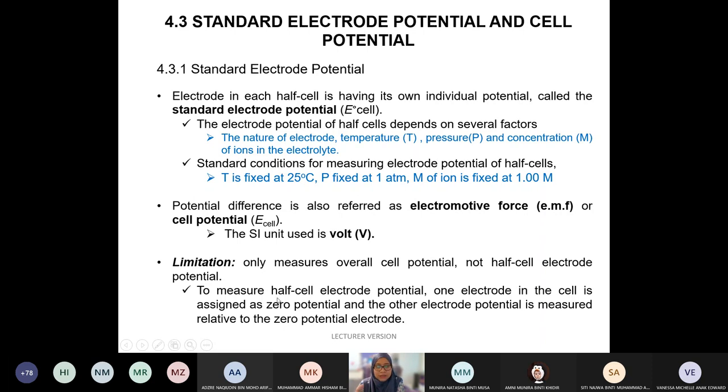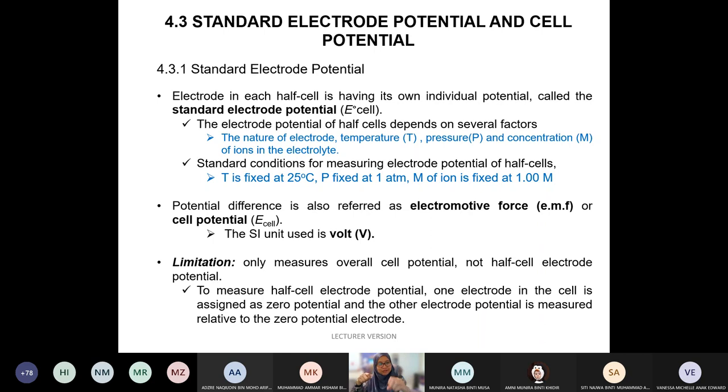So how do we solve this problem? To measure half cell electrode potential, one electrode in the cell is assigned as zero potential and the other electrode potential is measured relative to the zero potential electrode. So we have to do it this way. We can only measure the difference in electrode potential, meaning when there are two electrodes connected in a cell. So that's the problem. We don't yet have a device or measurement to measure it directly.